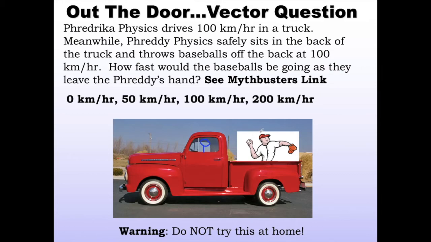Meanwhile, Freddie, so here's Freddie in the back, safely sits in the back of the truck and throws baseballs off the back at 100 kilometers per hour. How fast would the baseballs be going as they leave Freddie's hand? So essentially you have this question. You have the truck going this way at 100 kilometers per hour. You have Freddie, who's got a perfectly calibrated pitching arm, who's going to throw it at 100 kilometers per hour.